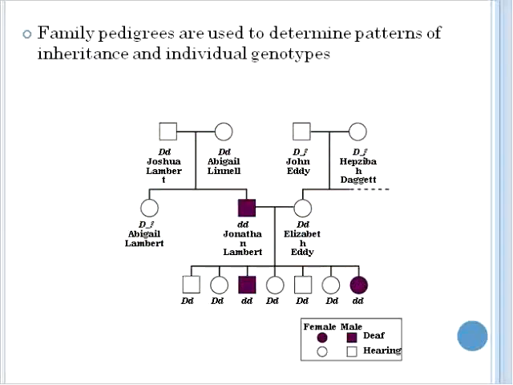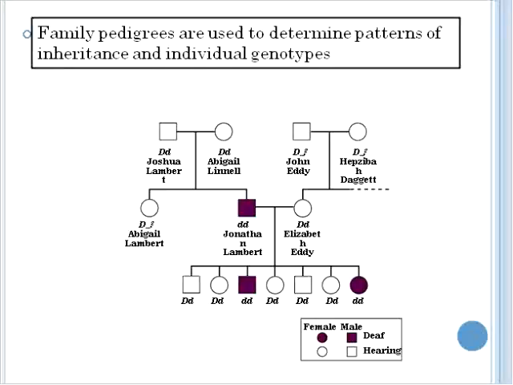Family pedigrees are used to determine patterns of inheritance and individual genotypes. Using this chart here by way of an example, you can see that the parents, in this case, Joshua Lambert and Abigail Linnell, had two children, Abigail and Jonathan. Jonathan showed the trait in question. In this case, you can see that the trait in question is deafness, or the inability to hear.